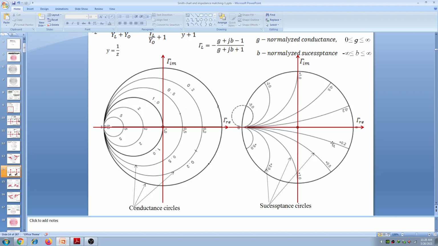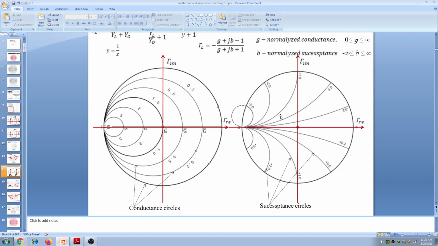Below are circles associated with the plus b value, above are minus b circles. You have to keep that in mind while doing problems in the Smith chart. Resistance circles have no negative values, only 0 to infinity, and they form complete circles. There are no upper or lower circles in case of resistance, just one circle for each value.